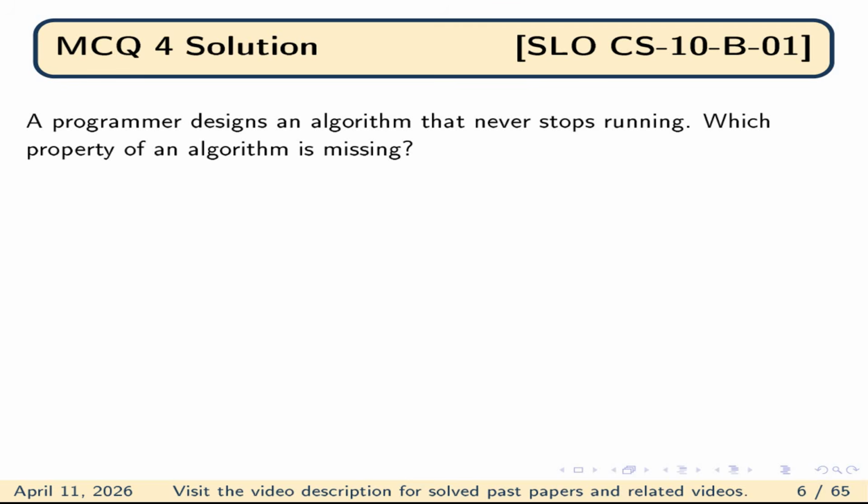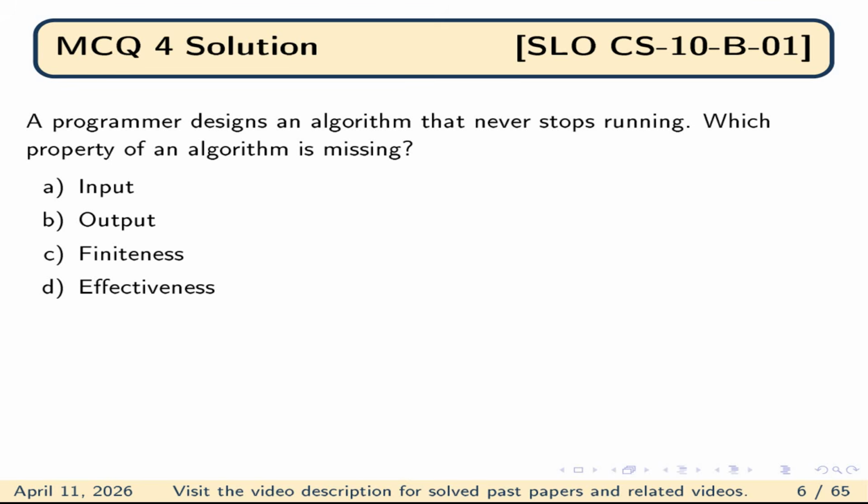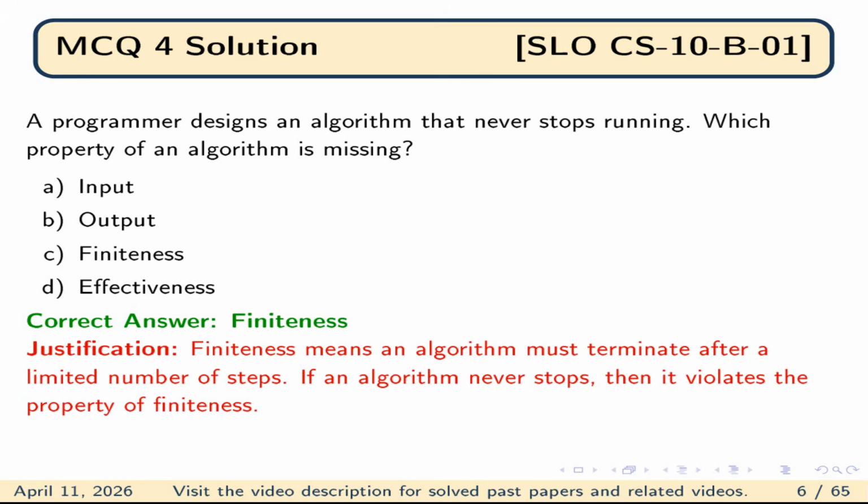Question number 4. A programmer designs an algorithm that never stops running. Which property of an algorithm is missing? Input, output, finiteness. The fourth option is effectiveness. Finiteness property is missing, because finiteness means an algorithm must terminate after a limited number of steps. If an algorithm never stops, then it violates the property of finiteness.